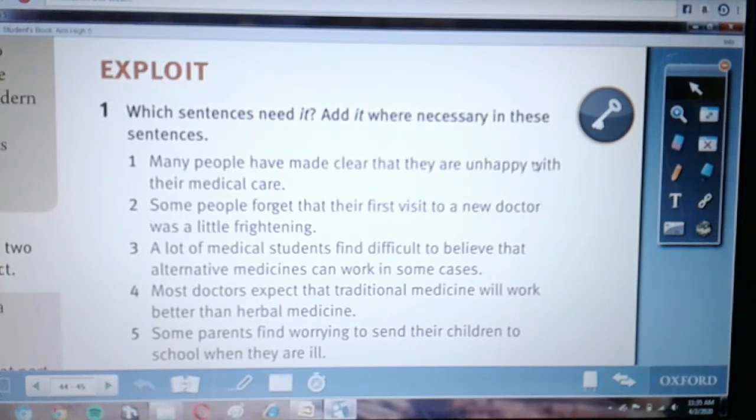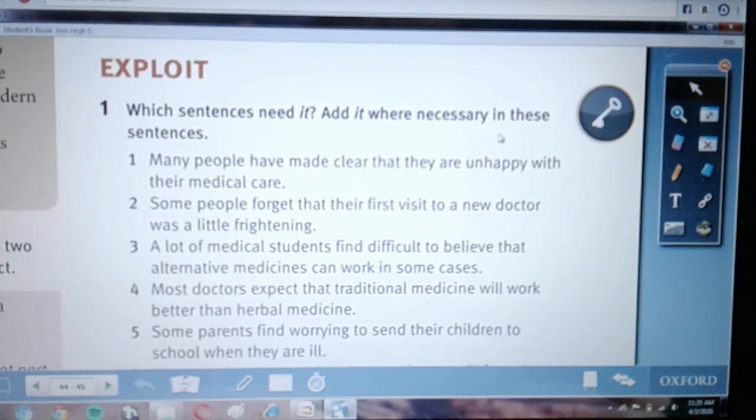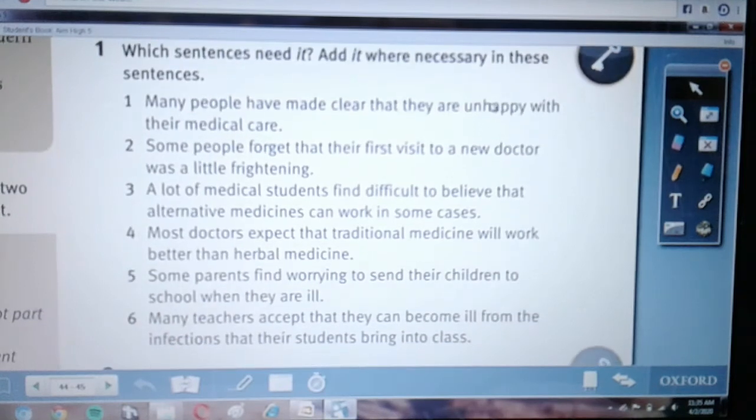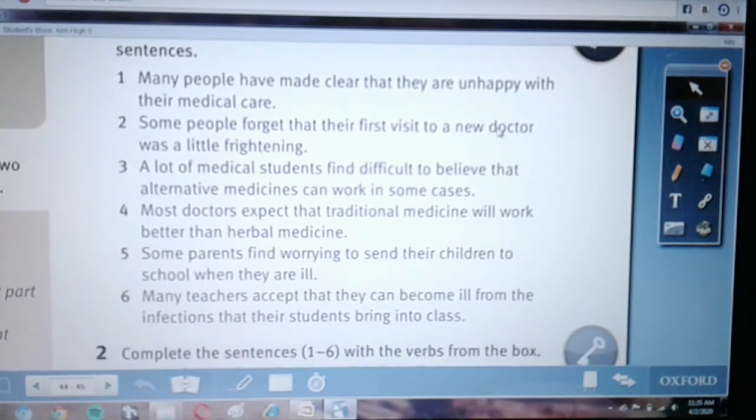Alright, so let's just discuss this together, okay? Because you still have to do your workbook, right? So let's do it together. Take a look at number 1 and let's read the sentence together. Many people have made clear that they are unhappy with their medical care. So, do you think that it is necessary for us to put it in the sentence?